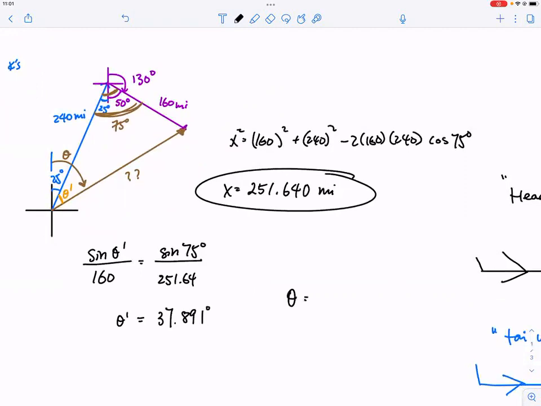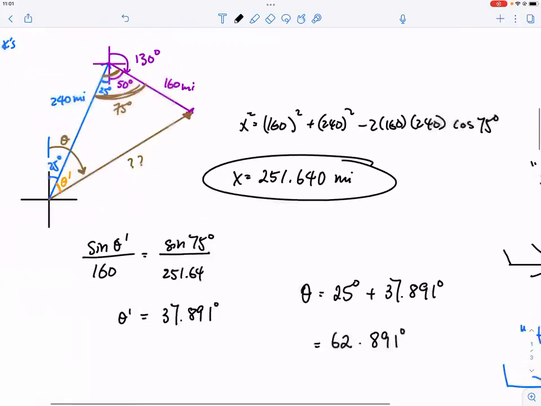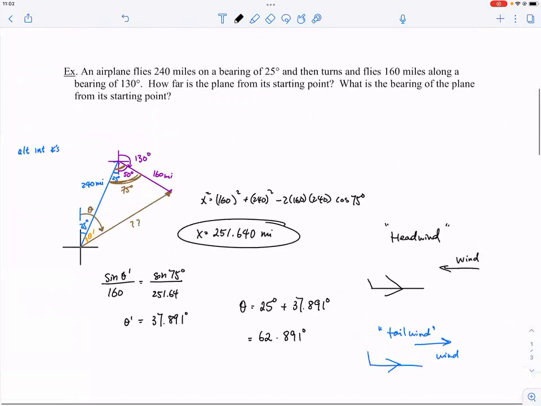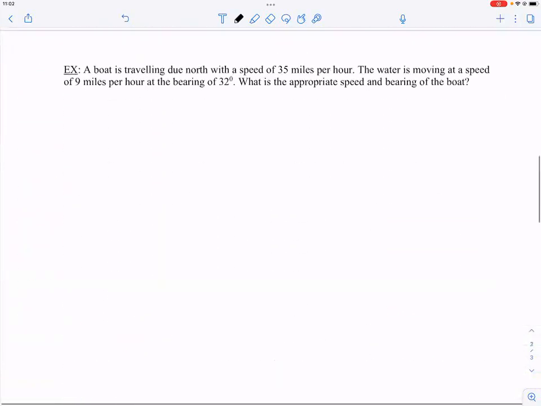Your actual theta, the bearing, is 25 degrees plus 37.891 degrees, which is 62.891 degrees. Okay, so nothing really new today. It's just using what we learned previously, law of sines, law of cosines. Okay, so pretty straightforward, easy.